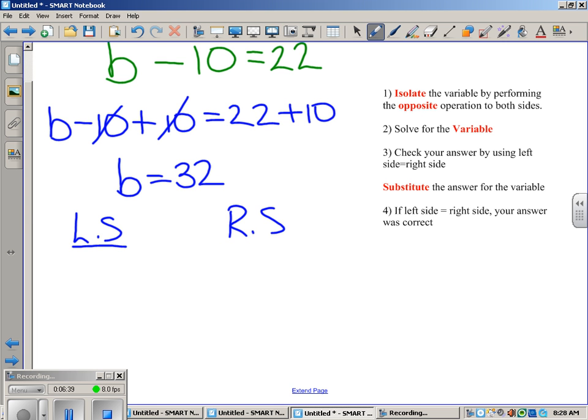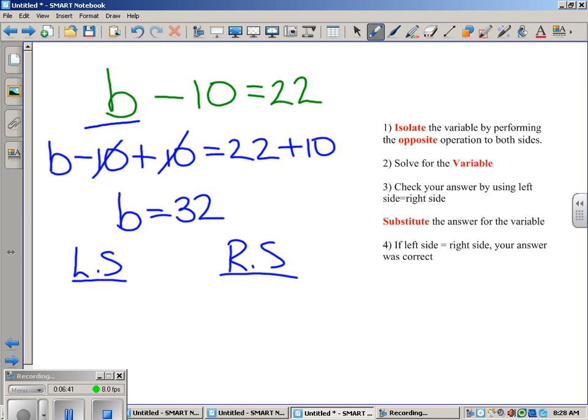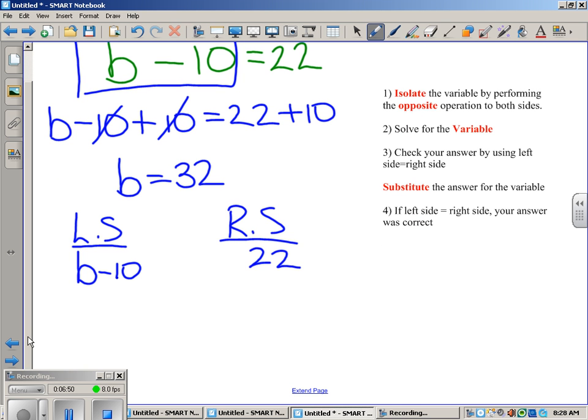Remember that we check by going to the original question, way up here. The original left-hand side was b minus 10, and the original right-hand side was 22. To finish our check, we substitute whatever answer we got, which was 32, into here. Remember, we show brackets. This shows our substitution. 32 minus 10 is 22. I look over there, I look over there, and the checks are both the same, therefore our answer is right. If the left side equals your right side, your answer was correct.